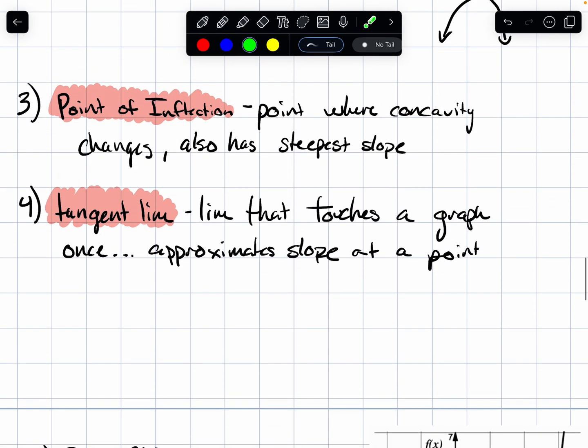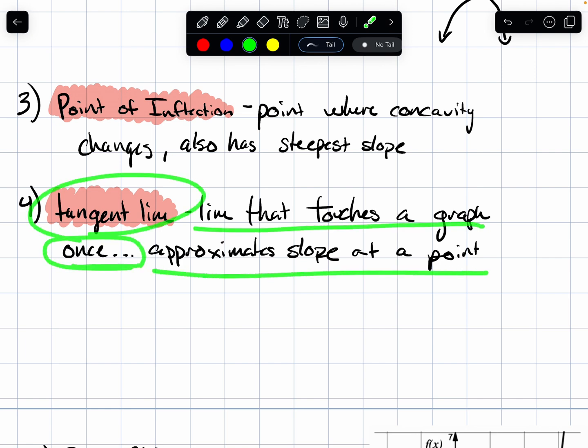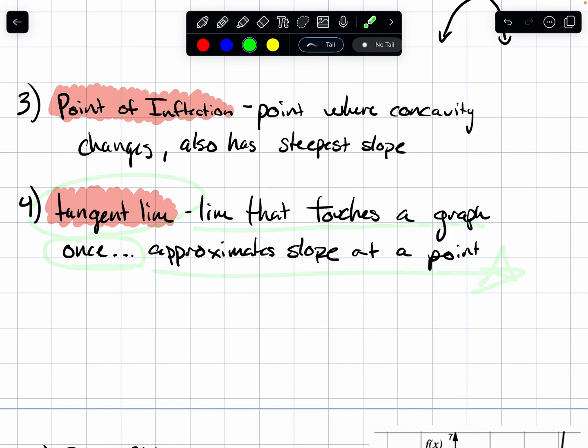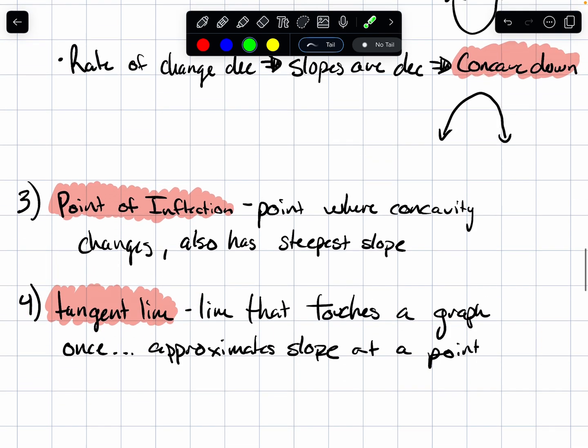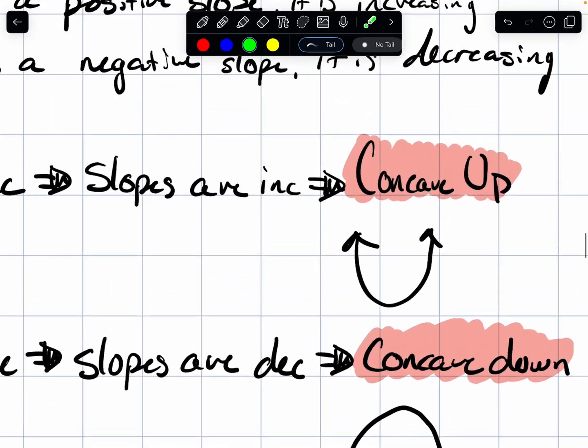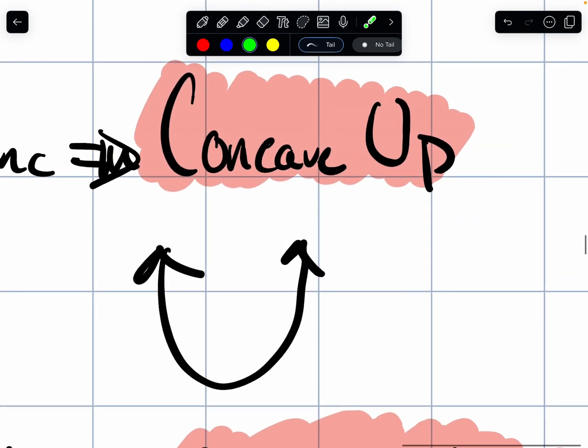And I'm going to skip down before I get too much into it, and we're going to talk about what's called the tangent line. A tangent line is a line that touches a graph one time, and it approximates the slope at a point. So if I take the tangent line of any function, I'm drawing a straight line that touches the graph only once. So if I go over here to this concave up situation, this is what it looks like. And if I were to take a bunch of tangent lines and approximate the slope, let me do it in actual color. What do we notice over time?